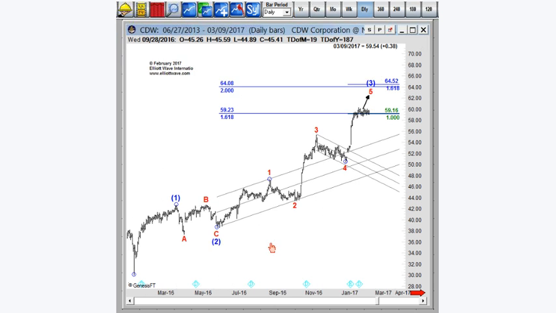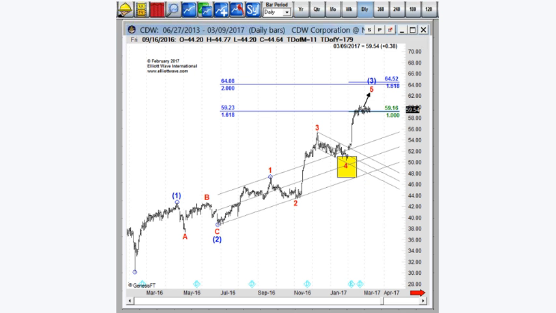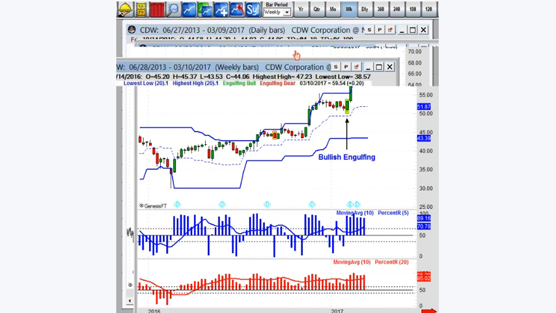But really the story here in CDW was the pullback, because we were also able to identify that as a counter-trend move within a larger uptrending market. As we left January and moved into February, we were essentially bullish on the CDW. And one of the things that helped that outlook, clearly you can see, is the nice bullish engulfing pattern on the weekly price chart.